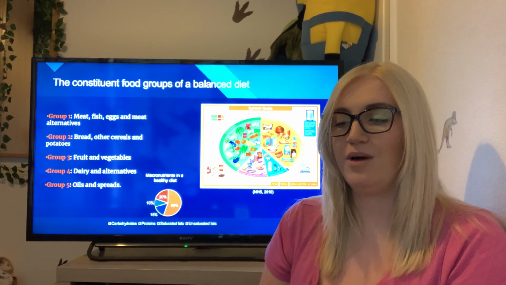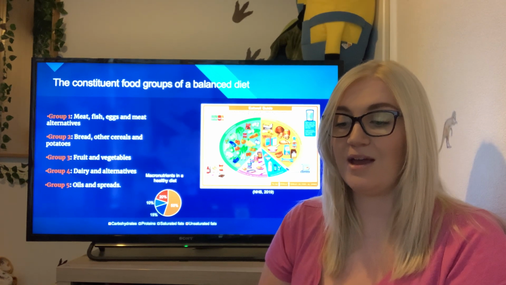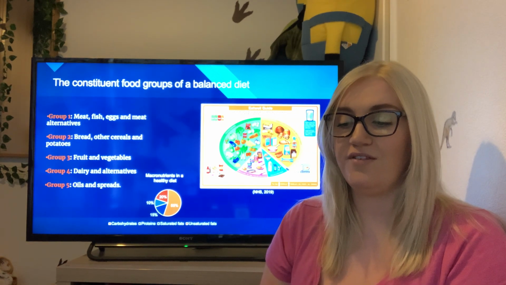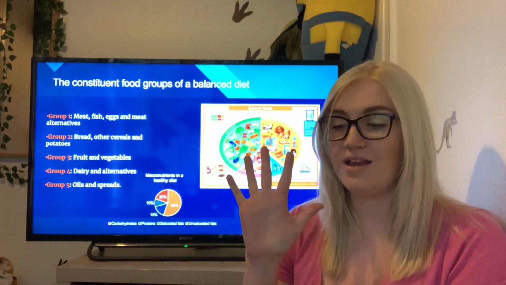The government has an Eat Well guide which explains to the public which foods are best eaten as part of a healthy, balanced diet, suitable for all healthy adults and children over the age of 5. It consists of 56% carbohydrate, 15 to 20% protein, and 25 to 30% fat. They're split into 5 separate groups.